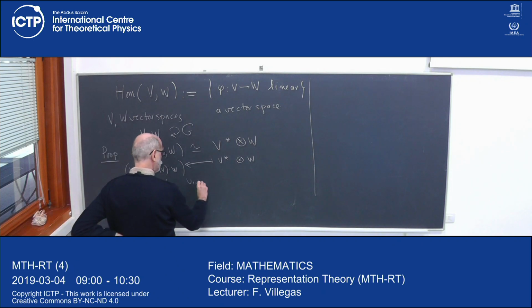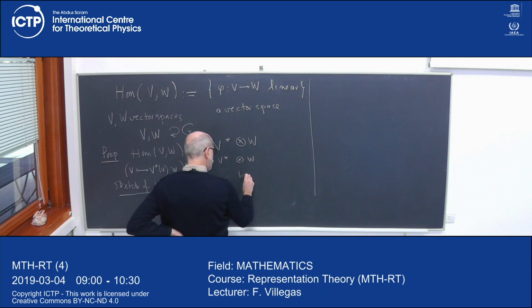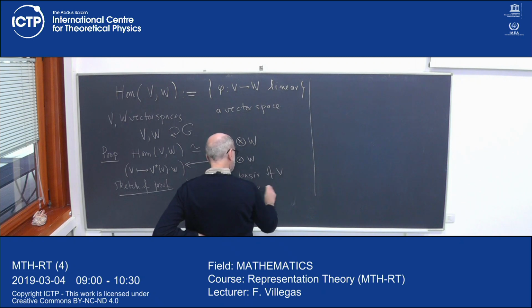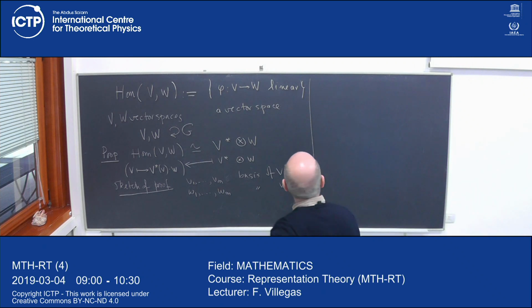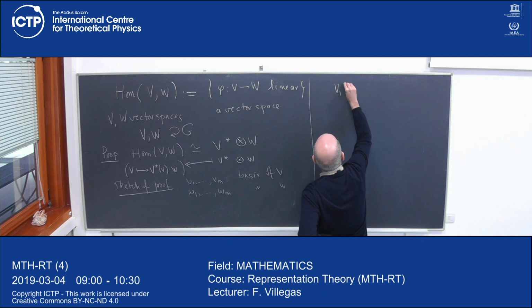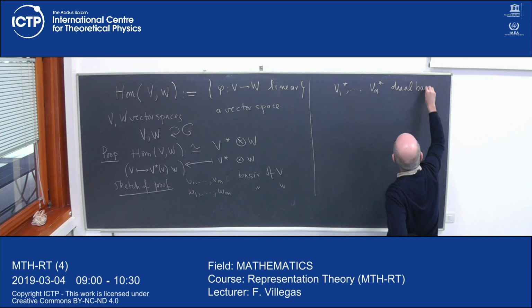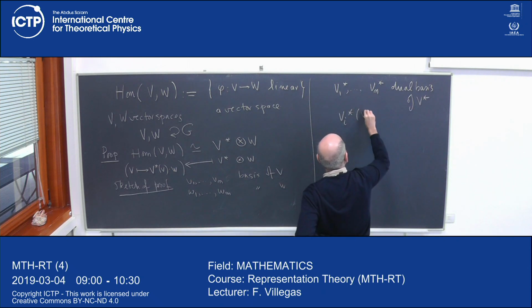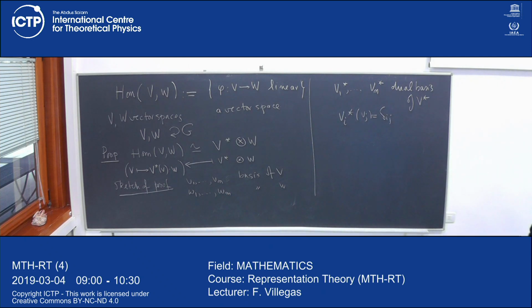Let's say V1 up to Vn is a basis of V, and W1 up to Wm is a basis of W. A basis of V gives rise to a dual basis, V1 dual up to Vn dual. This is a basis of V dual, which has the property that applied to the original basis it gives us 1 or 0 in this way.